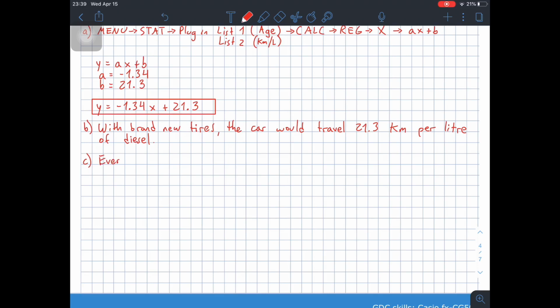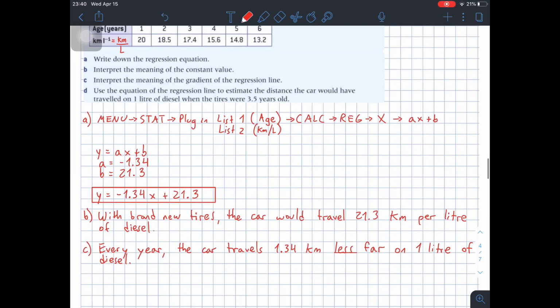So we could say that every year, the car travels 1.34 kilometers less far, we could say less far, but the clue word is less, less far on 1 liter of fuel, or of diesel in this case. So that's how we interpret the value of the gradient of the regression line in this particular case.